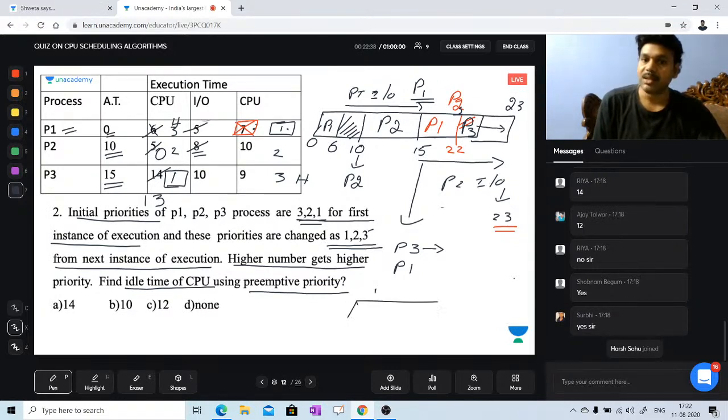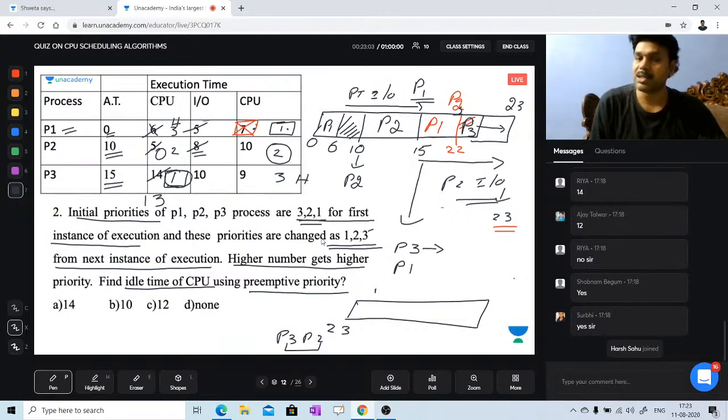Now exactly see the continuation of the Gantt chart here. By 23 P3 is in the queue and P2 has woken up now. After completion of P2 IO, P2 woke up. Now you compare P3 and P2. P3's priority, looking at the first time only, is 1, and your next P2 priority is 2. As I said, a higher number gets higher priority, so 2 is greater than 1. Again P2 is going to be pushed.